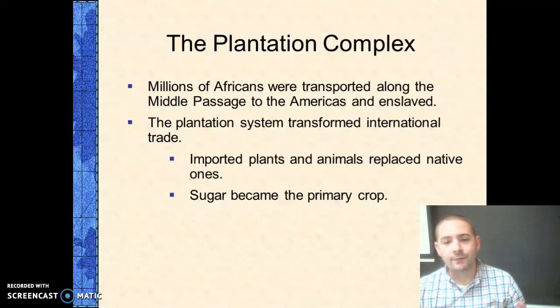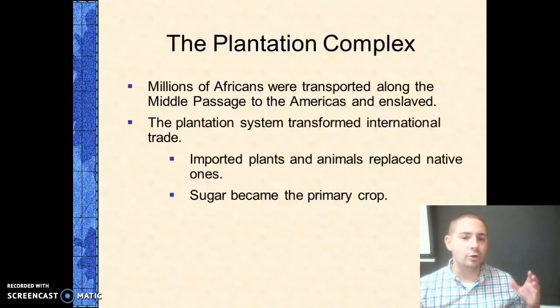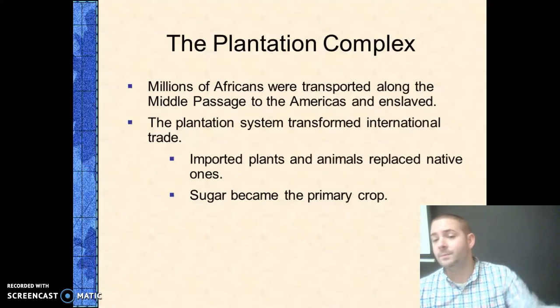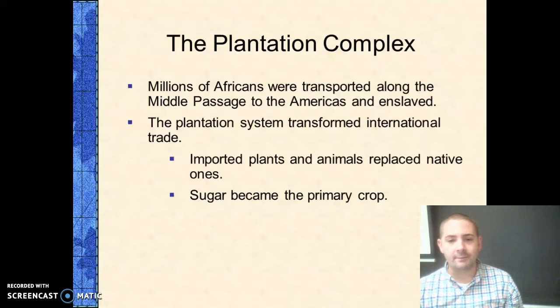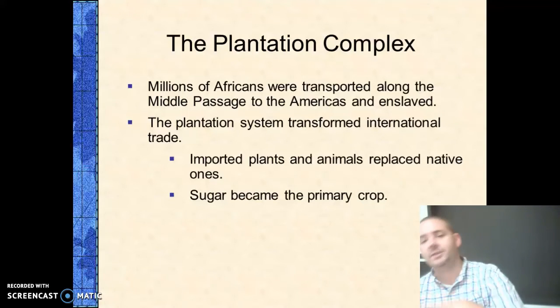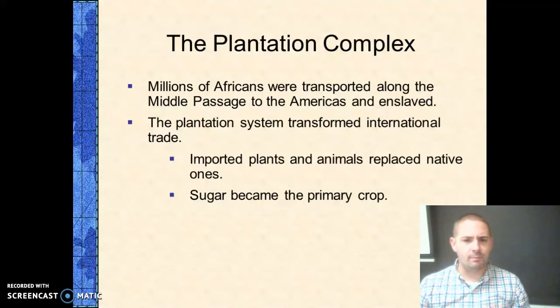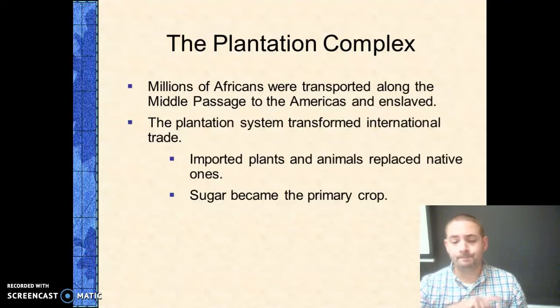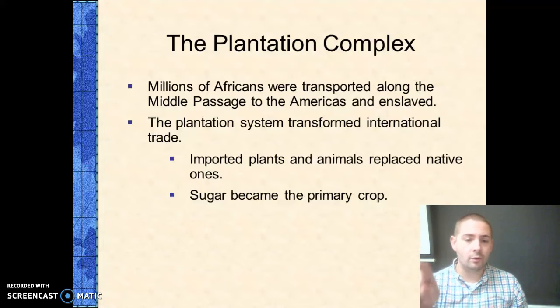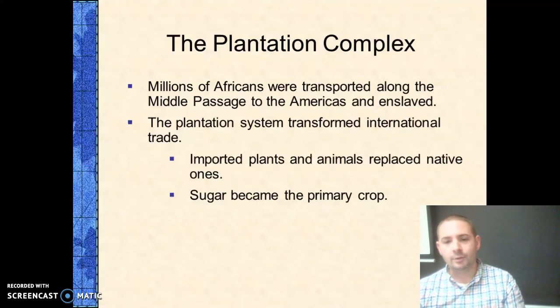Now, this transforms the international trade system because you're looking for huge amounts of animals, huge amounts of goods to go to these plantations in the New World, North and South America, but also there's huge extraction, right? There's many agricultural products that are being sent from the New World to the Old, but also from the Old to the New. And we looked at that a little bit when we looked at the Columbian Exchange a couple of weeks ago. Sugar really becomes a major product here.